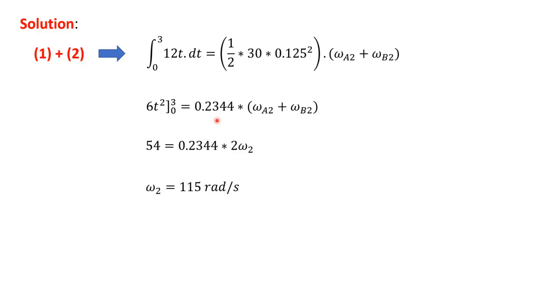So for omega, we're going to find that omega 2 is equal to 115 radians per second. And that's what we're going to have for both disks. So once again, simplify the question and you will get the answer directly.